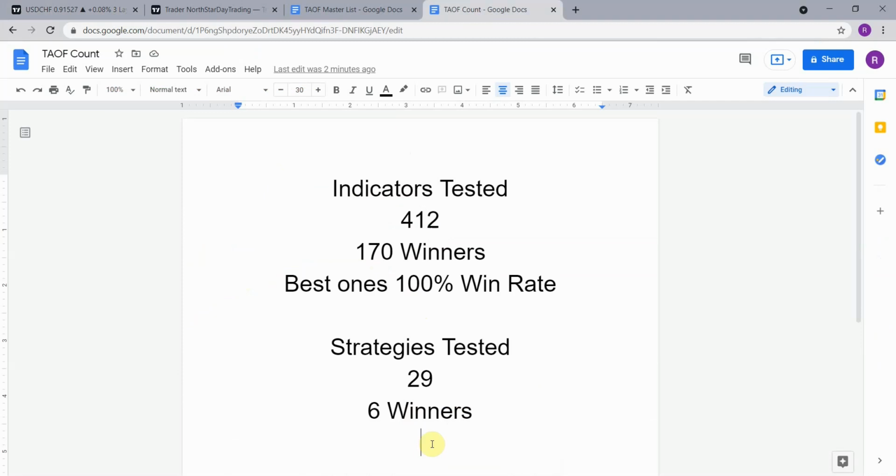The best ones so far were able to achieve a 100% win rate. Now you need to go back and watch those videos to understand the context of how they were able to achieve that. But as we are working on building the best trading system possible, you can take any one of those 170 indicators and get out there and start potentially profitably trading the markets with them now.